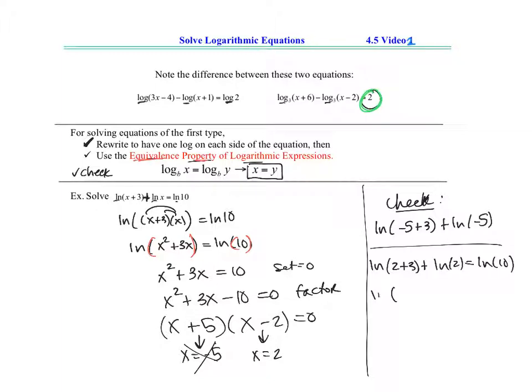and then we would get ln of 5 plus ln of 2. And then using that power property, we would get 5 times 2, that would be 10. So ln of 10 is equal to ln of 10. So that one does check out. So we do have one solution here, x equals 2.